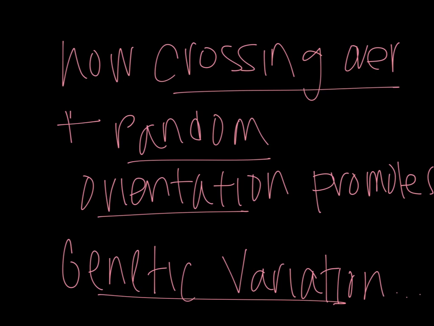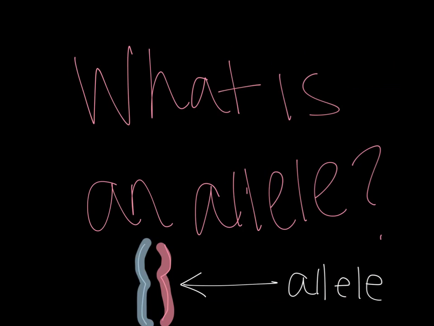Crossing over occurs at the same position on the 2 chromatids involved, which creates a mutual exchange of genes that promote genetic variation. In random orientation, the orientation of bivalents is random, which helps to promote genetic variation as well. One of 2 or more alternative forms of a gene that arise by mutation and are found at the same place on a chromosome is an allele.